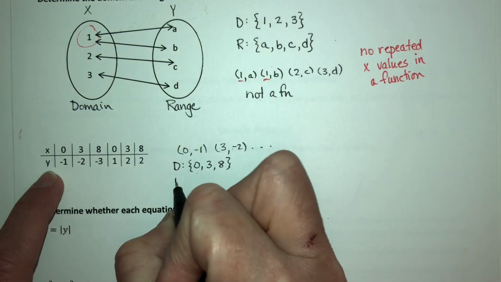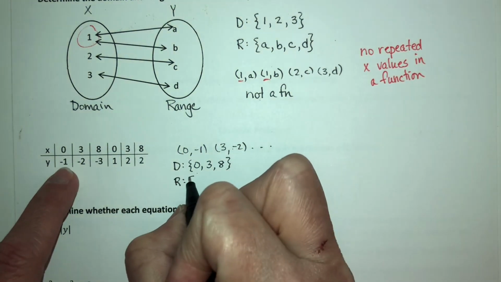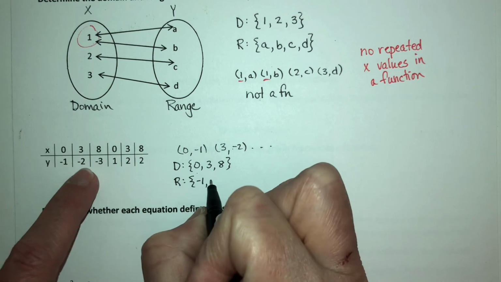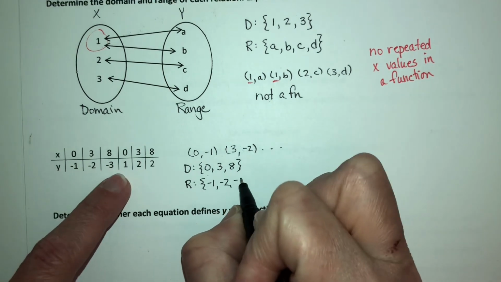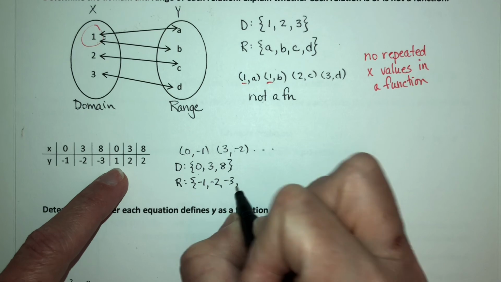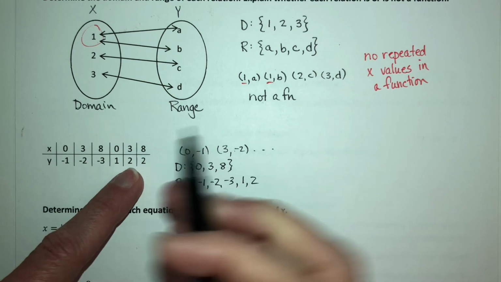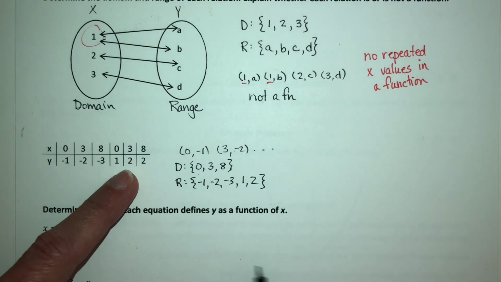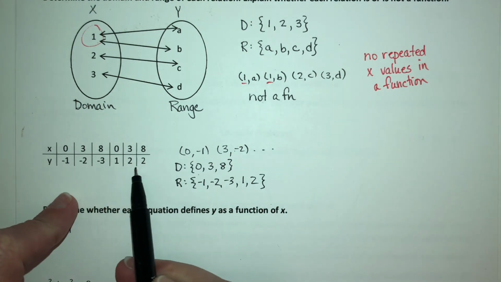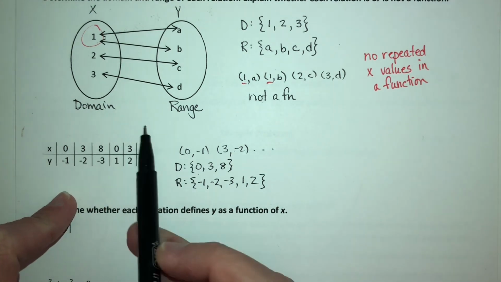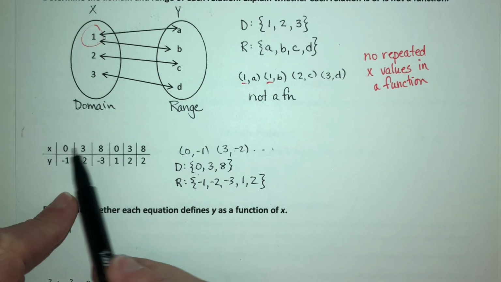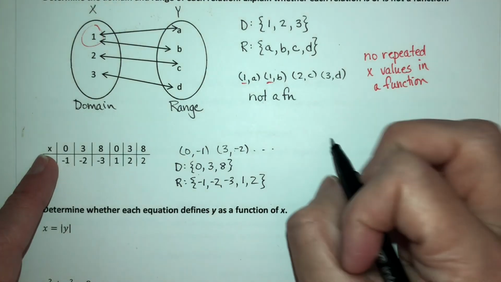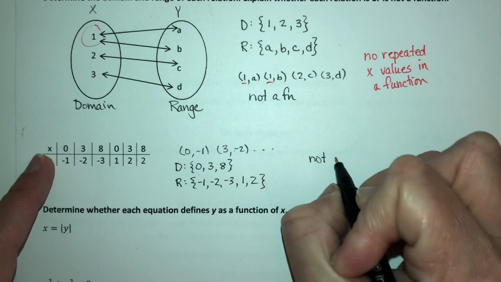Now for our y values, that's our range. These would be the values -1, -2, -3, 1, 2, and then 2 is already listed. Okay, we have repeated y values, and that's okay. What is not okay for this to be a function is that we have repeated x values. So this is also not a function.